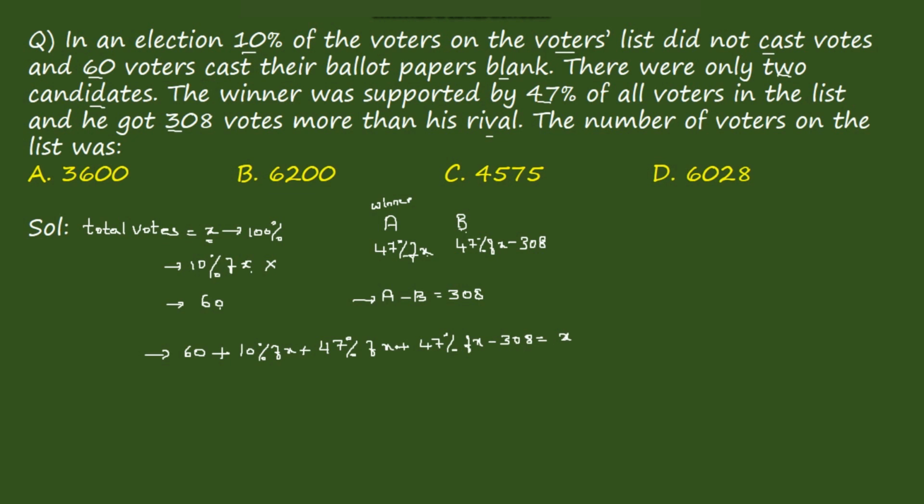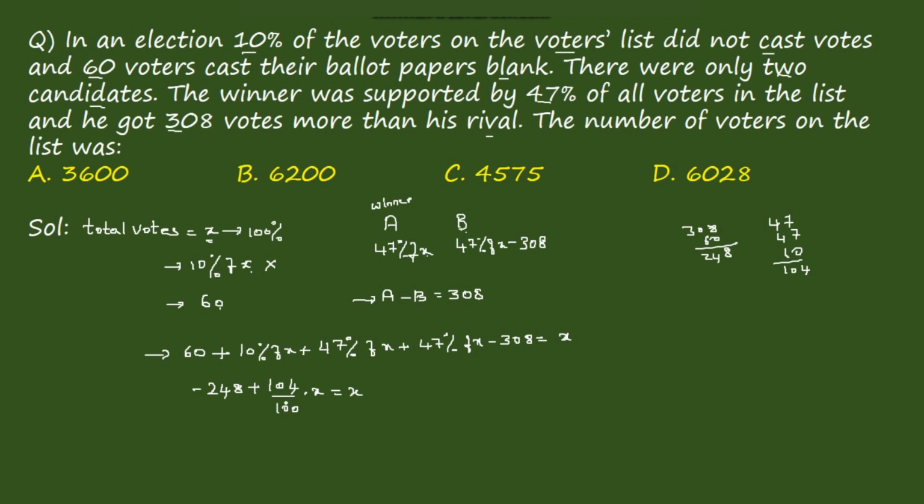Taking the constants, 308 plus 60 gives 368, so it becomes minus 368 on one side... plus 47% of x and 47% of x. We add these percentages, 47 and 47 and 10, which becomes 104% of x, that is 104 by 100 into x.